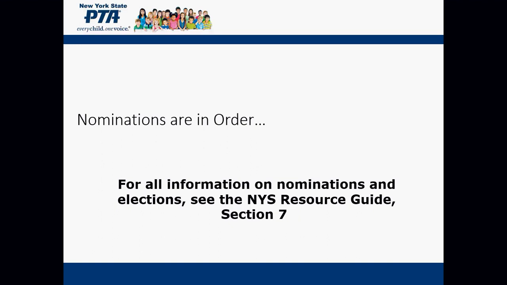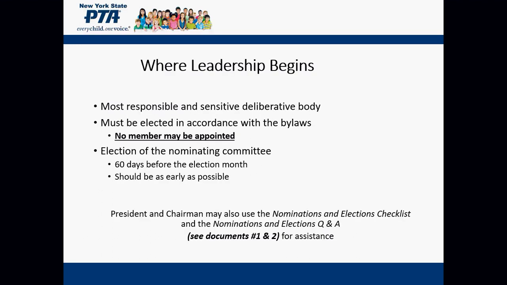First of all, the New York State PTA Resource Guide, which is available to everyone on the New York State website. Section 7 has everything you need to know about nominations and elections and bylaws and procedures. So it's a great section for every unit to have handy. The entire resource guide is great, but when you're coming to nominations and elections, that would be the section that you want to have available.